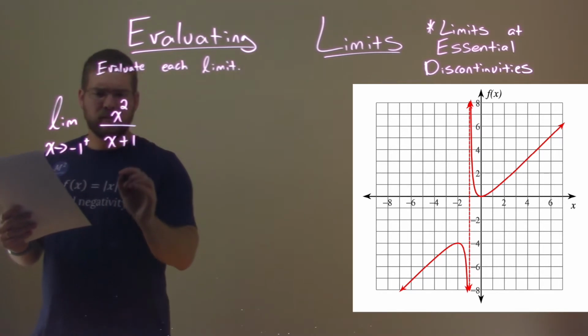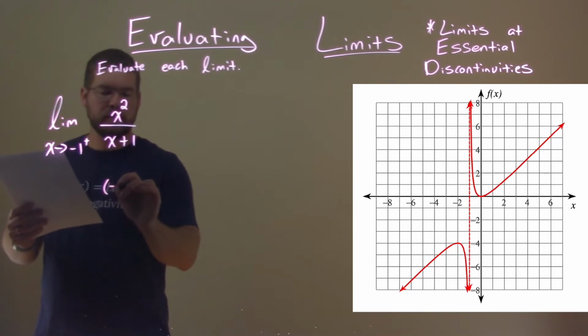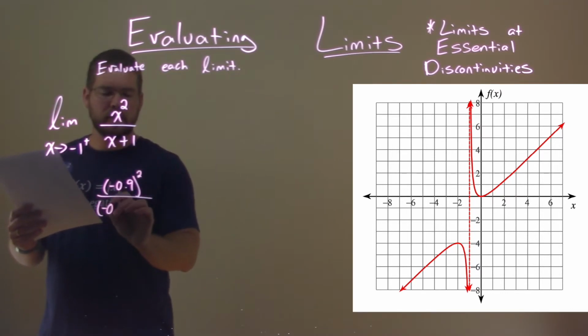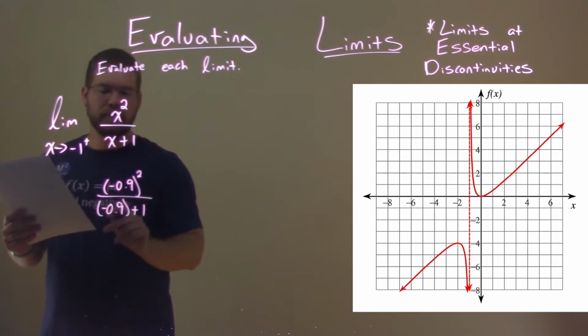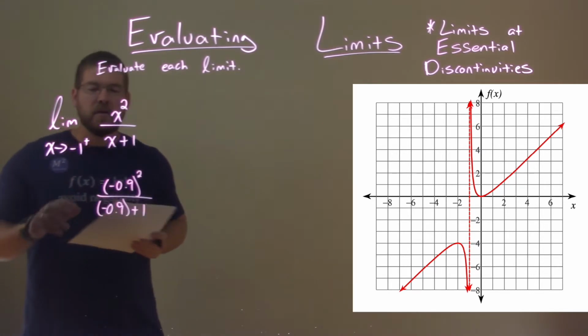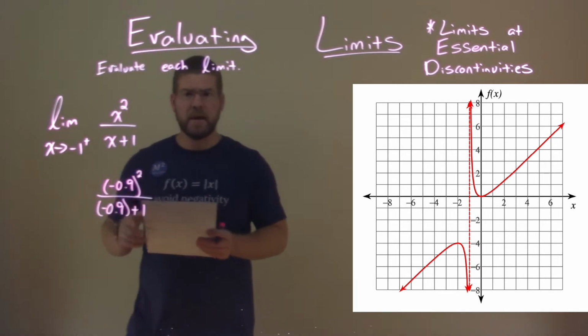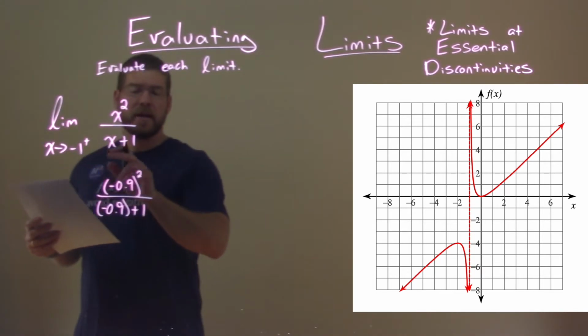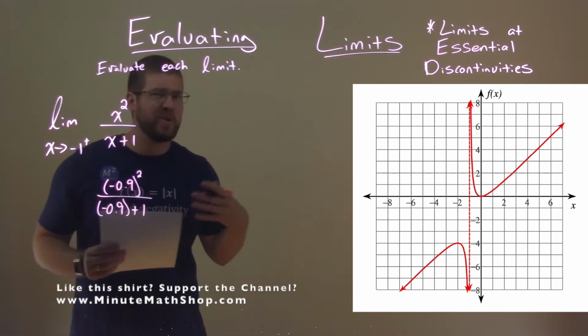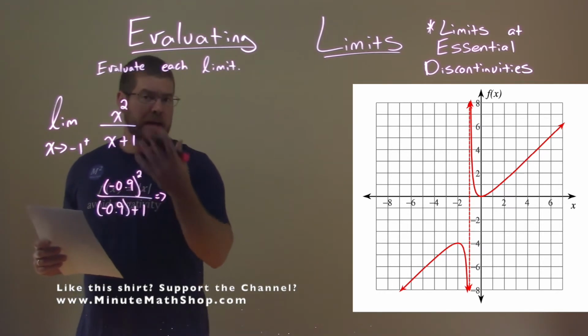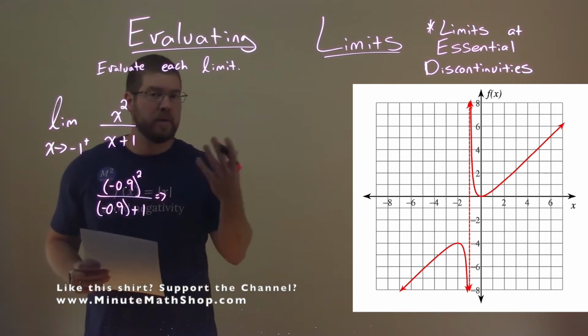So for the x squared, I'll put, let's say, negative 0.9 squared, and it's going to be over negative 0.9 plus 1. So again, negative 0.9 is just to the right of negative 1. And we know this limit, again, dividing by 0 at negative 1 makes it go to infinity. We just don't know if it's positive or negative. Here, I don't really care what the actual value is. I just want to see if it's positive or negative.